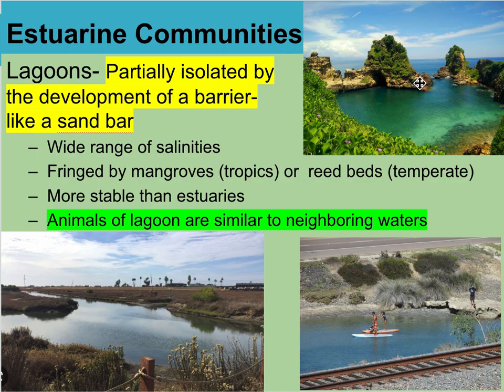Lagoons are partially isolated from the ocean. So here's a beautiful picture of a lagoon where you have the big open ocean behind, and then you have this tiny little inlet of water surrounded by land here. And this is a lagoon, and it only is going to get a limited amount of fresh water, but you can see it makes this really protected space here.